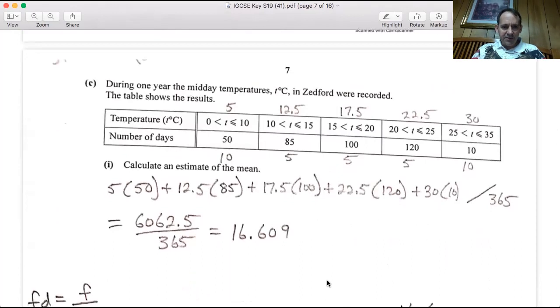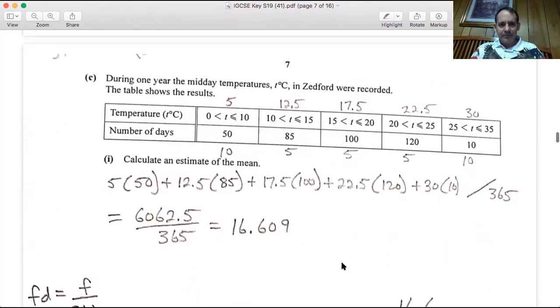Moving on, we've got this table here. It's got frequency as in the number of days. We have these boundaries, these groups here with the boundaries for these different temperature levels, and it wants us to calculate an estimate of the mean. So when you find the mean, you need to take the frequency times the mid-class value.